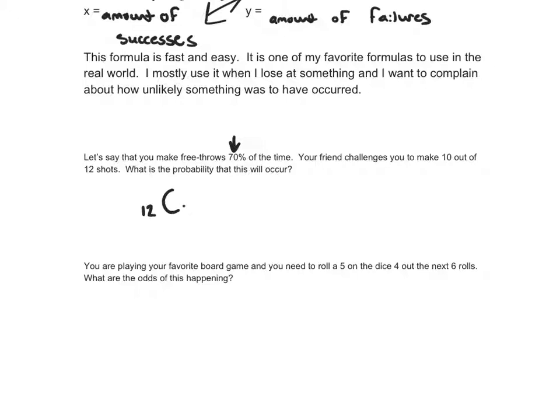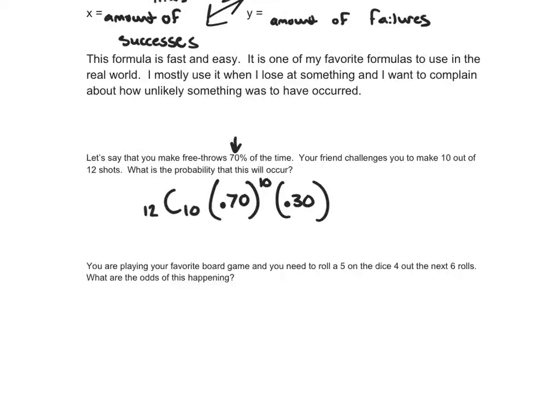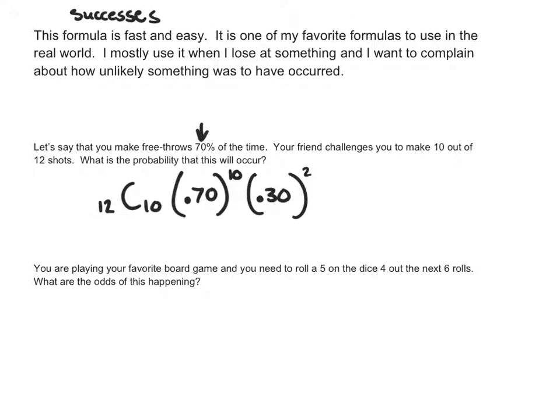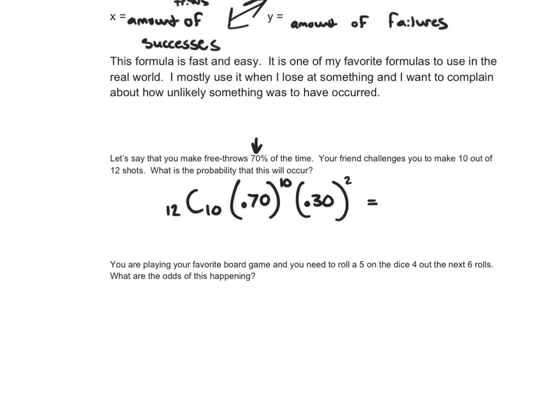12 is the total number of trials. We're trying to make 10 of them. So the first part of the formula is 12 choose 10. The probability that we make them is 70%, and we're trying to make 10 of them. The probability that we miss, which is 1 minus p, right, and 1 minus 0.7 is 0.3, is 2. So we can calculate this here and figure out what's the probability that we would make 10 out of 12.